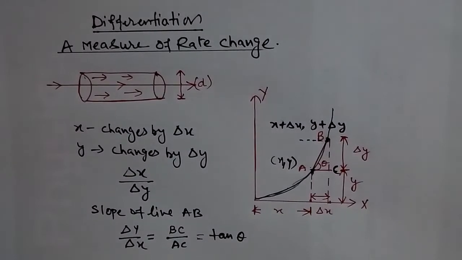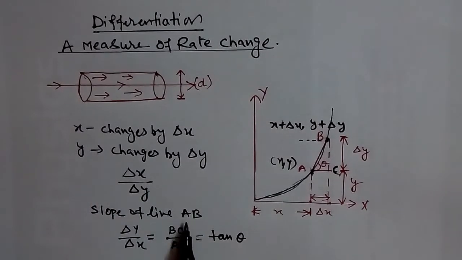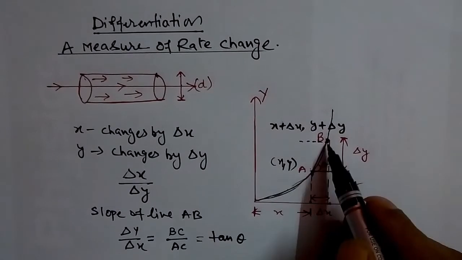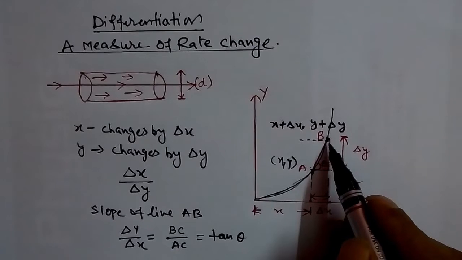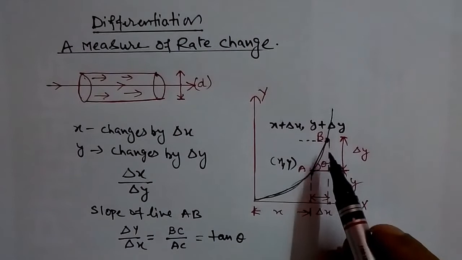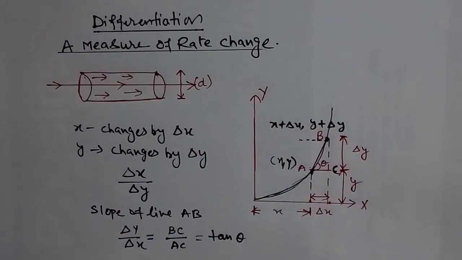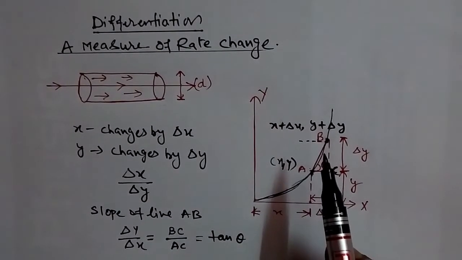But students, still we have some problem with this particular equation, because here we have only written the slope of the line AB is equal to del y by del x. Now the problem is, if you look into this particular line AB, the value not only changes at the points A and B, but in between A and B there are changes. Here we can see the curve is steeper at the point B compared to A.